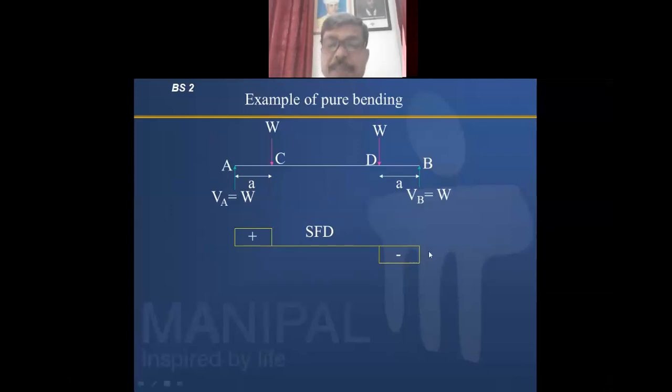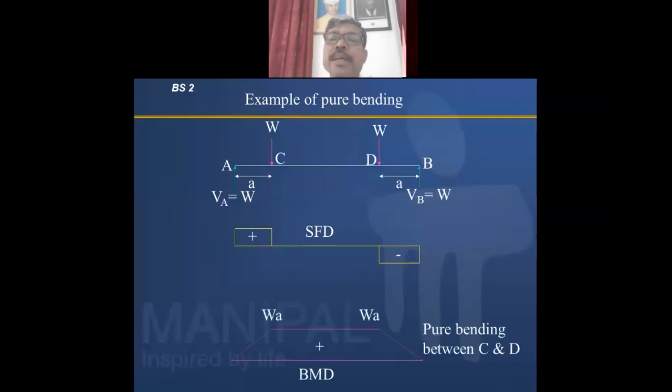Similarly, we will drop in BMD here, pure bending. W into A moment, W into A is an inclined line. No load, horizontal line. Here also W into A, it is forming clockwise bending moment, therefore taken as positive, and you will get bending moment. So pure bending between C and D.